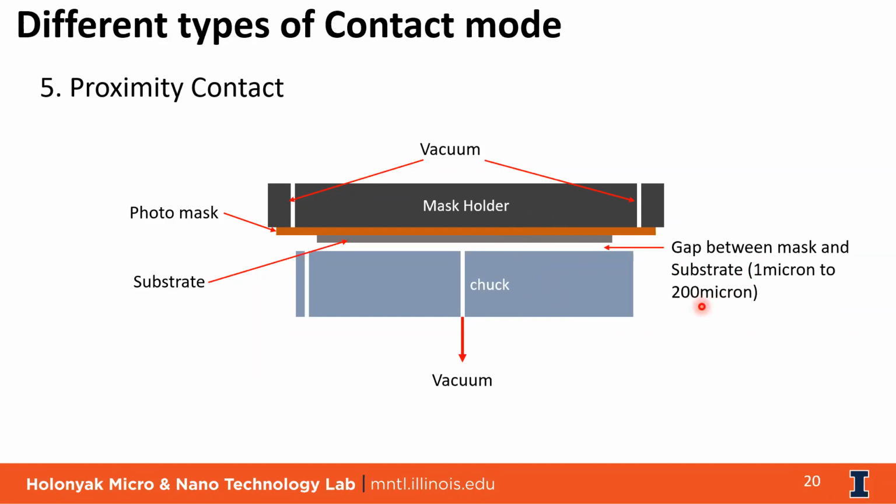But since you have a gap between them, you cannot get any fine features like less than 5 micron features. If you have a feature that's more than 10 micron, you'll get very good prints. And if you're using proximity contact, you'll get very good photomask durability and lifetime, because it will never make contact with your substrate.